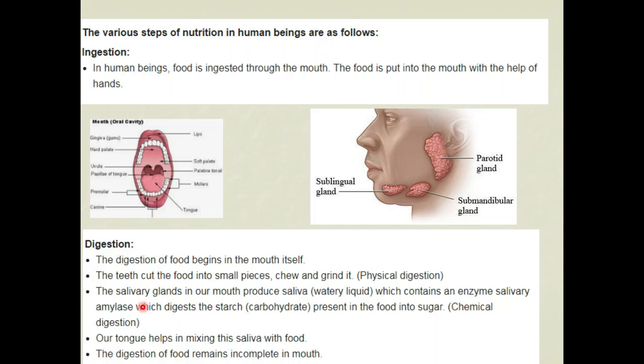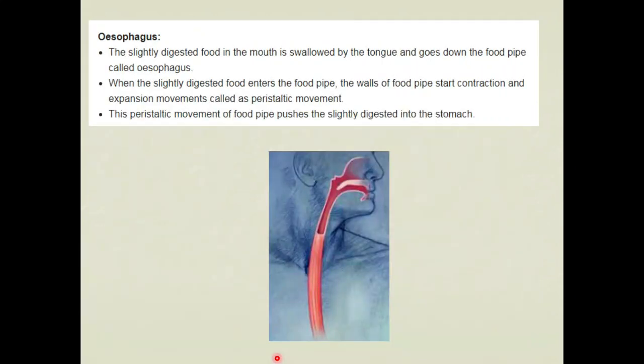Now, our tongue also helps in mixing the saliva with the food, and the mouth is helping the food to grind properly. Okay. So whatever is done at the earlier stages tends to be the incomplete digestion which is happening in the mouth. So we move on to the next process, which takes place in the esophagus.